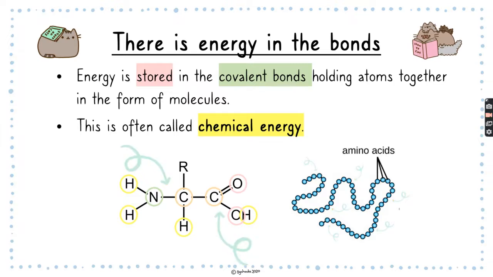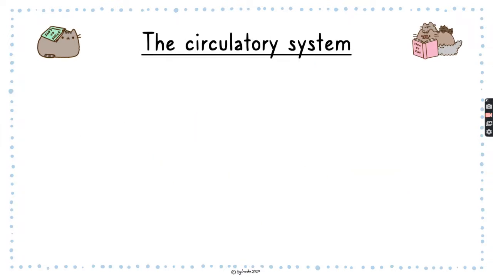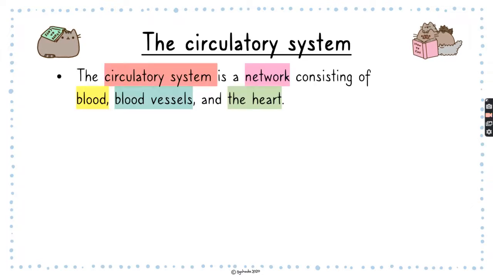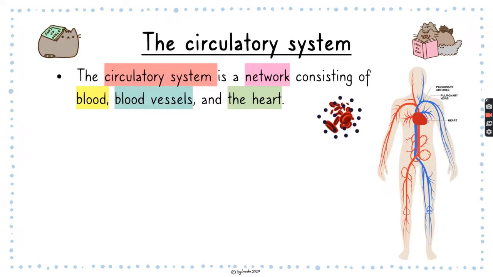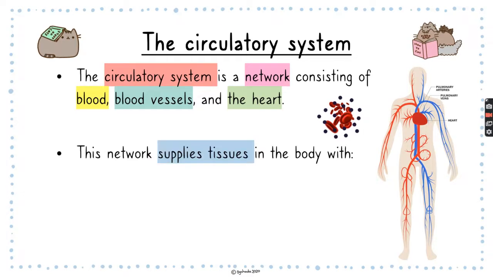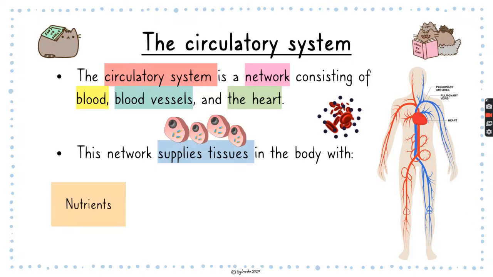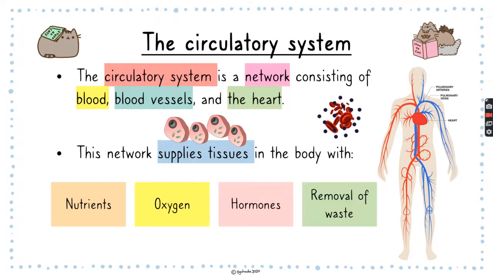You also look for fats and carbohydrates, actually. So we're going to look into that later. So how is this related to the circulatory system? The circulatory system is a network consisting of blood vessels and the heart. And this network supplies tissues in the body with nutrients, oxygen, hormones, and also excretion, which is the removal of waste. So the circulatory system is what helps us to transport the nutrients like protein to all parts of our body.